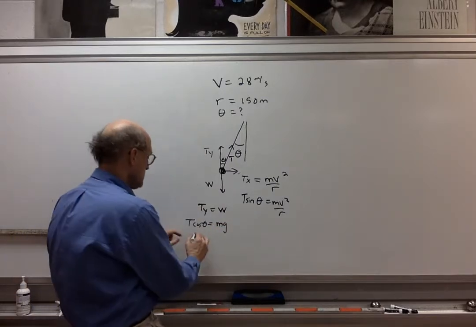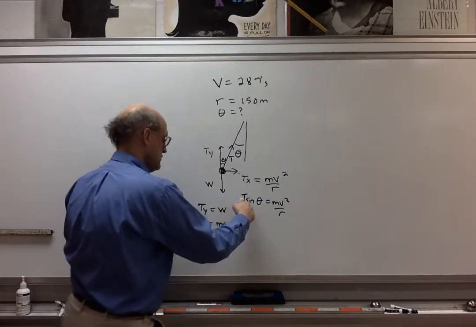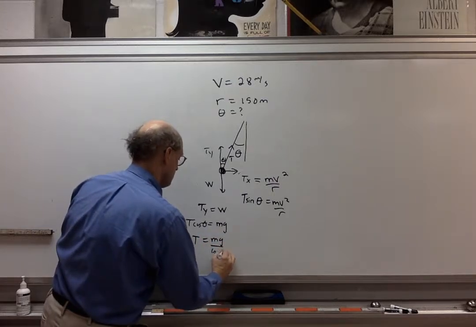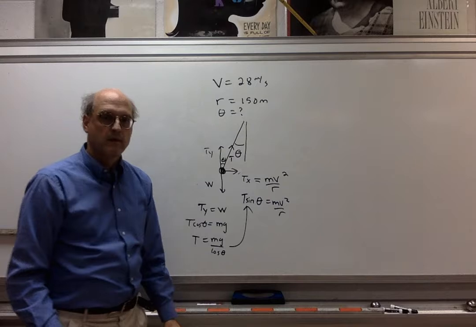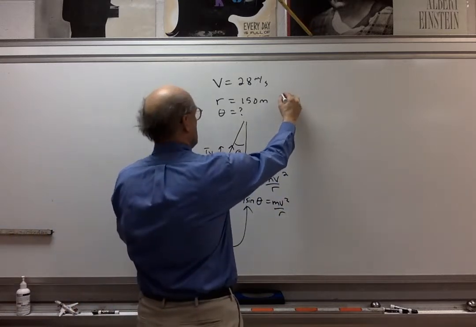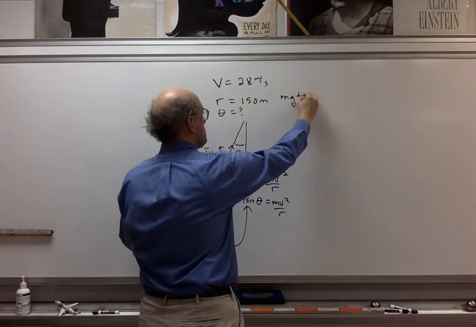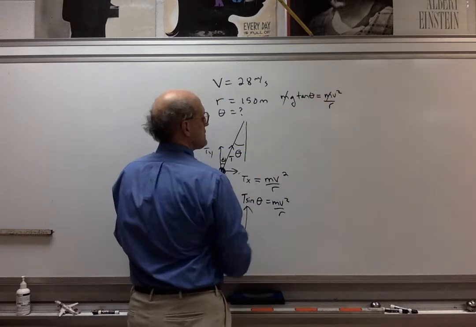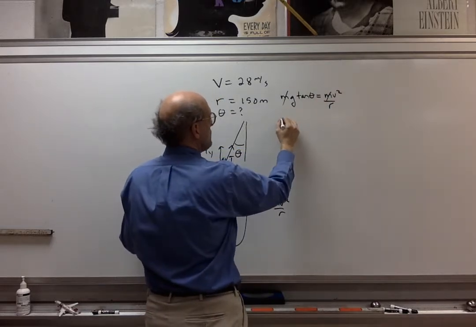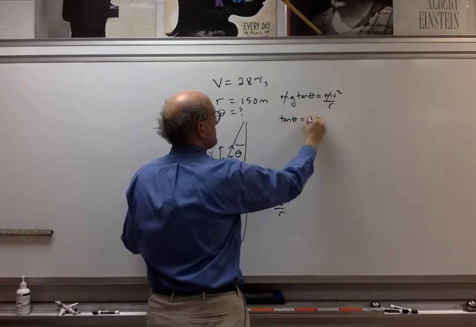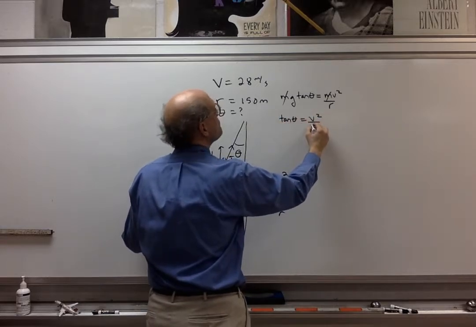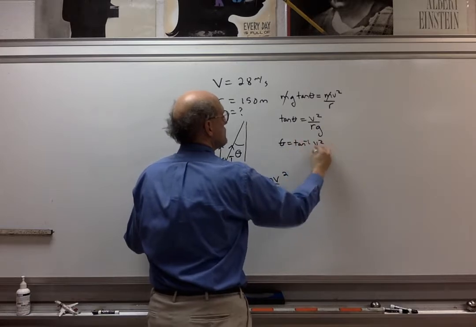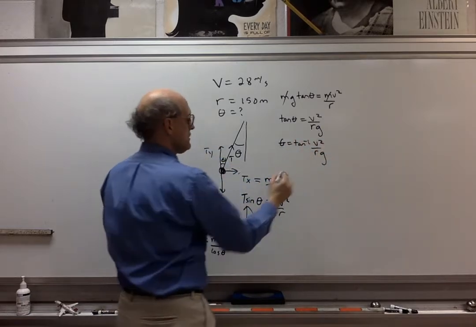So solving this expression for T and then substituting it into there, putting that into there, we get mg tangent of theta equals mv squared over r. So the masses cancel. And then solving for theta, we get the arctan of v squared over rg.